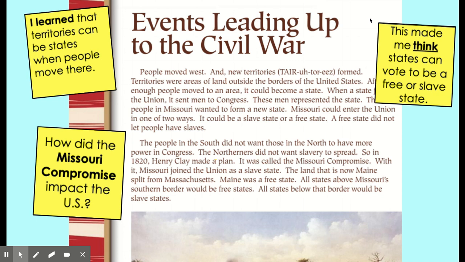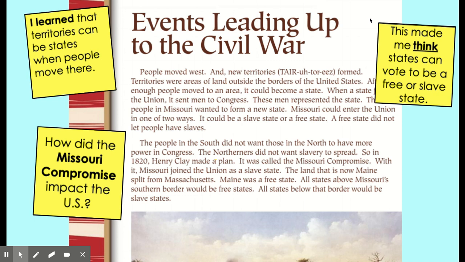Well, my first jot was about how territories can become states. So there's a bunch of new land coming in. And these states could be a free or a slave state. And then my last jot was a question about how the Missouri Compromise impacted the United States. So if I'm thinking about how all these pieces of information fit together, new territories were growing the size of the United States. And because of this, some people didn't want the power in Congress to be different.